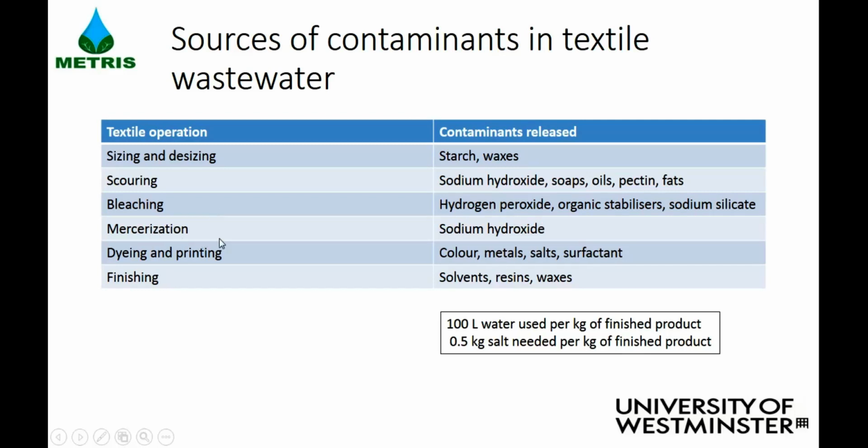When it comes to dyeing, obviously they use dyes which impart color, but they also add loads of salt to enhance the attachment of the color to the fabric. And actually it's been estimated that for every kilogram of finished product, 0.5 kilograms of salt is needed. So you can see that quite a number of chemicals are involved in textile processing, and these chemicals ultimately end up in wastewater, and so the wastewater needs to be treated.